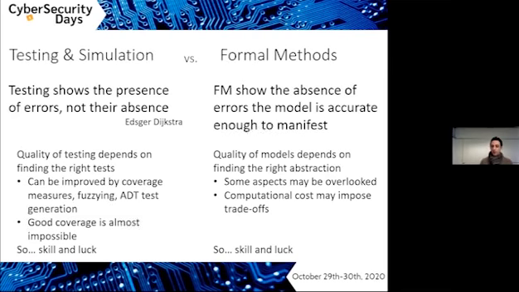So this situation is summarized by a quote from Dijkstra, that says that testing shows the presence of errors, not their absence. By probing the behavior of the system, we can see that something breaks. But the fact that every time we test something, nothing breaks, doesn't tell us that it will never break. And this activity relies a lot on the quality of the testing. And there are ways to improve this quality and the coverage in particular.